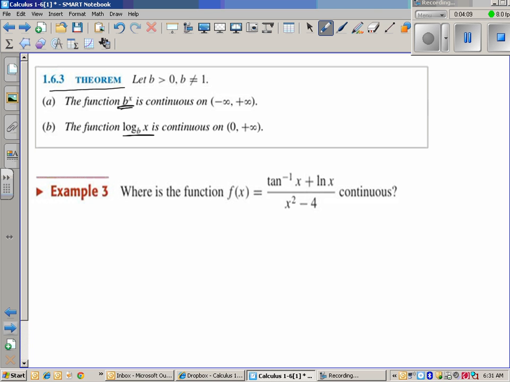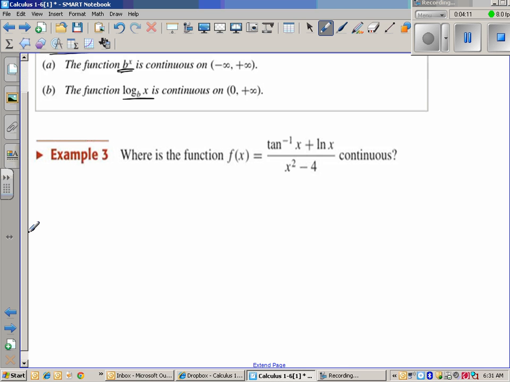Okay, example number 3. Where is the function f of x equals the inverse tangent of x plus the natural log of x over x squared minus 4 continuous? Okay, all I need to be looking at here is for a domain. And I want to remember what I need to be continuous, okay? In order to be continuous, there can't be any breaks in my graph. So if you'd like, you can plug this into your graphing calculator and see what it looks like. So that will help you. Remember, utilize your tools at home.